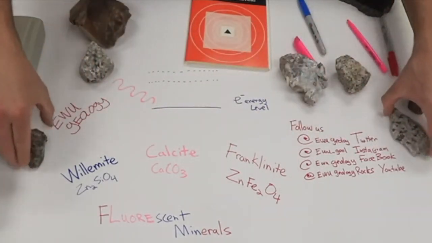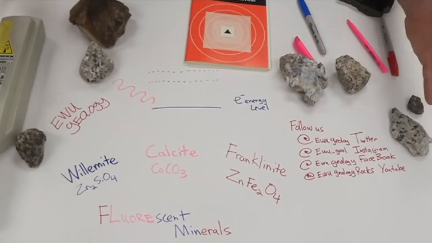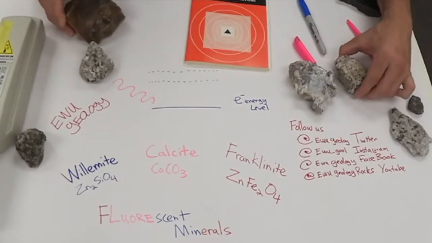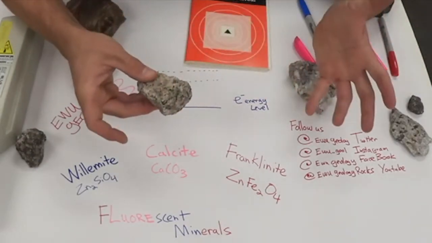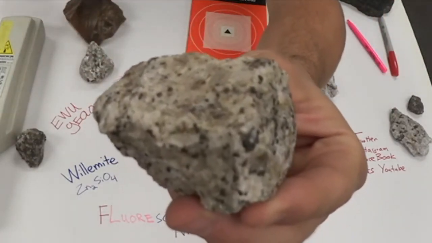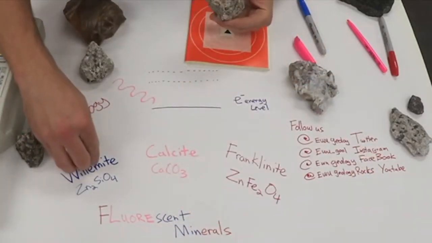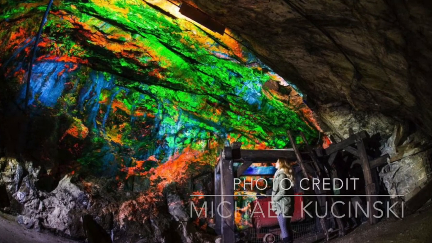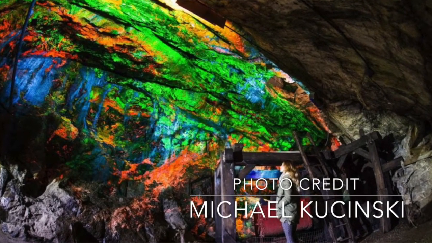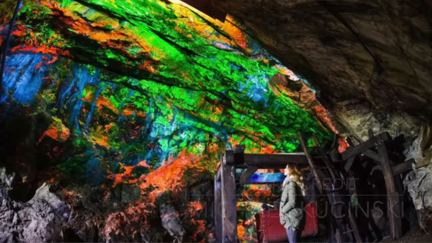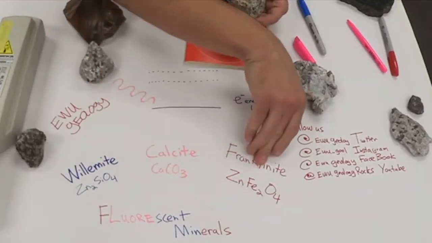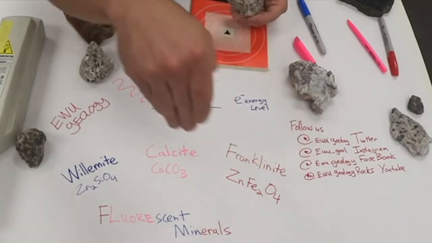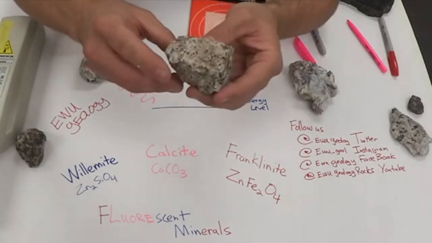Now, we've got a variety of different minerals. The common setup here, I've got some calcite, some opal, but the common setup is this sequence of minerals, which has Willemite, calcite, and Franklinite. And it comes from Franklin, New Jersey. This is a zinc silicate, calcium carbonate, and a zinc iron oxide. In fact, this is an ore of zinc that would be mined.